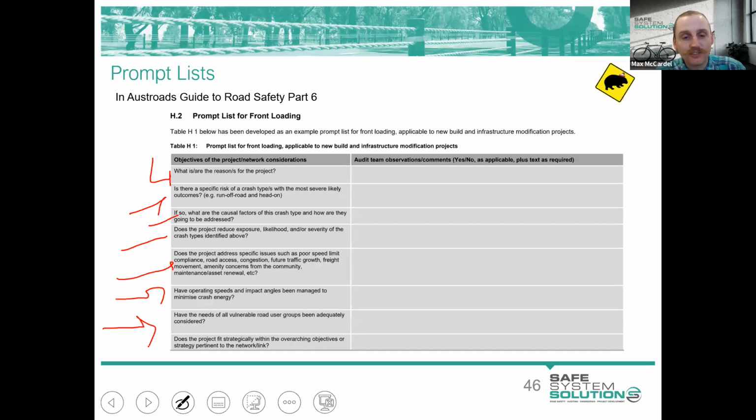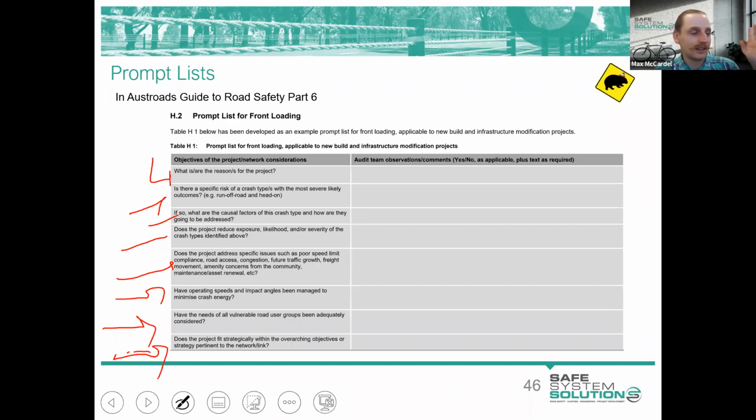And does the project fit strategically within the overarching objectives or strategy pertinent to the network link? It's quite a long-winded way of just stating that for those that are familiar with things like a movement and place framework or just the strategic land use objectives of a particular corridor you're looking at, you want to make sure that the project fits within that environment.